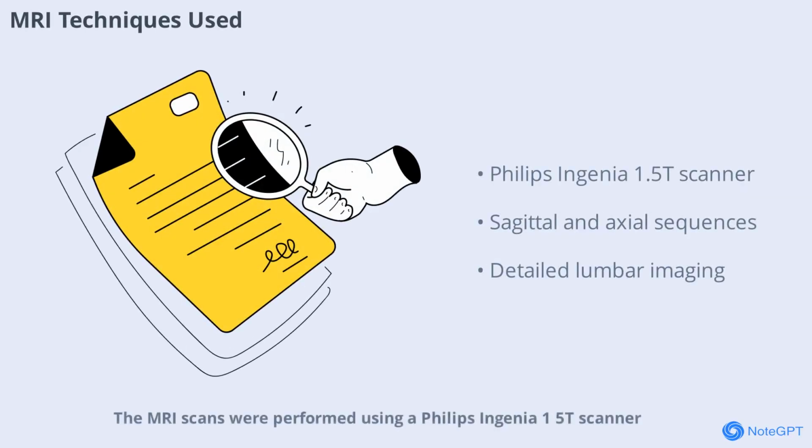MRI scans were performed using a Philips Ingenia 1.5T scanner, with patients in a supine position. The imaging protocol included sagittal T1 and T2 turbo spin echo sequences from T12 to the sacrum, and axial T2 images from L1 to S1. These sequences help visualize both the vertebral end plates and the intervertebral discs, making it possible to identify Modic changes and assess disc degeneration, herniation, and spondylolisthesis.